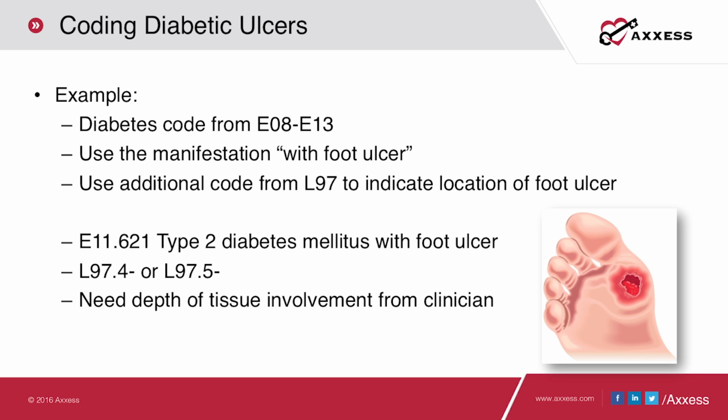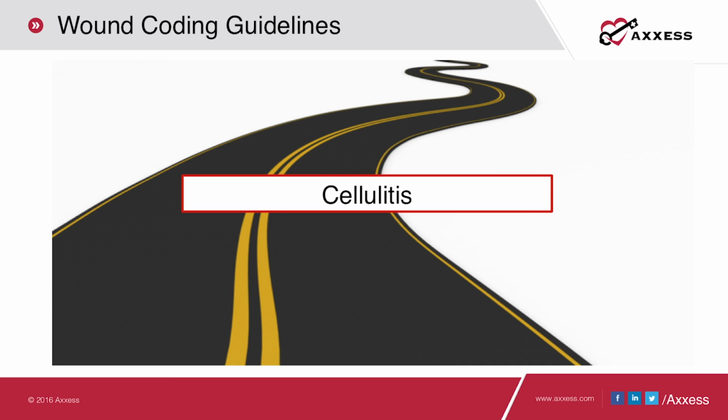Example, the diabetes codes would come from E08 to E13 depending on what type of diabetes the patient has. And then you're going to use a manifestation with foot ulcer. And then you're going to have to use an additional code from L97 to indicate the location of the foot ulcer. Let's do an example here. E11.621 is type 2 diabetes mellitus with foot ulcer. You would follow that by L97.4, and then where the dash is, it would be the depth of the non-pressure ulcer. And then L97.5, then you're going to have the depth from the clinician's assessment.